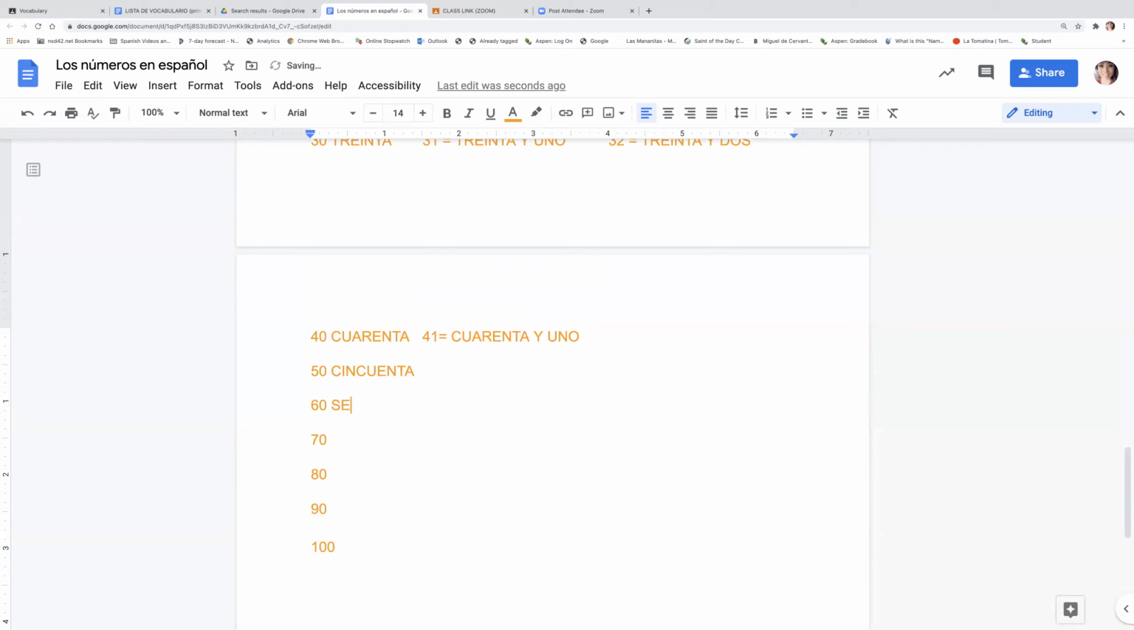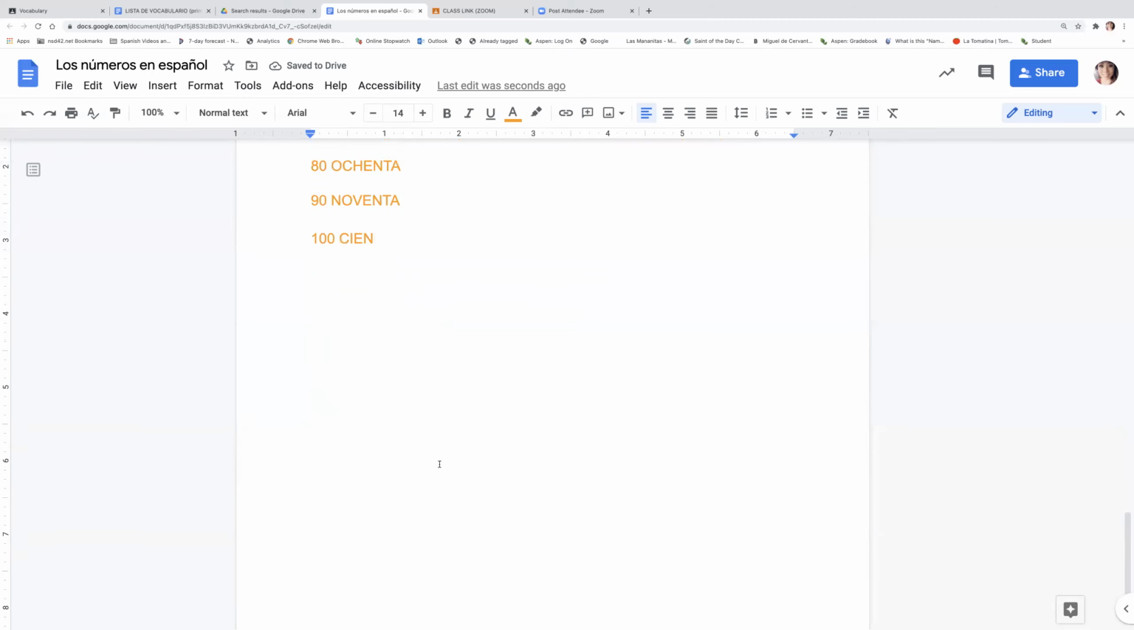60 is sesenta. Careful with the spelling. People want to put an I in there like seis, but it's not. Okay. 70. There's only one letter of difference. Okay. 80 is ochenta. 90 is noventa. And 100 is called cien. So now you know all of your numeros up through 100.